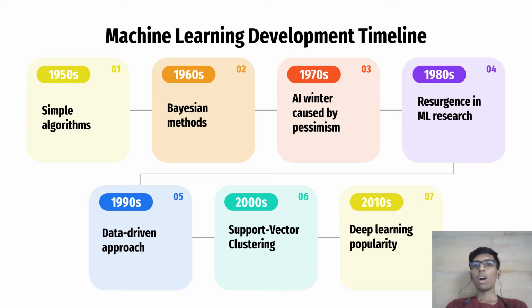Hello everyone, my name is Dekhapale and I would like to present the topic machine learning development timeline. In the 1950s, simple algorithms were introduced. In the 1960s, the Bayesian method was introduced. In the 1970s, the AI winter was caused by pessimism. In the 1980s, there was a resurgence in machine learning research. In the 1990s, the data-driven method was used. In 2000, support vector clustering was done, and in 2010, deep learning was popularized.